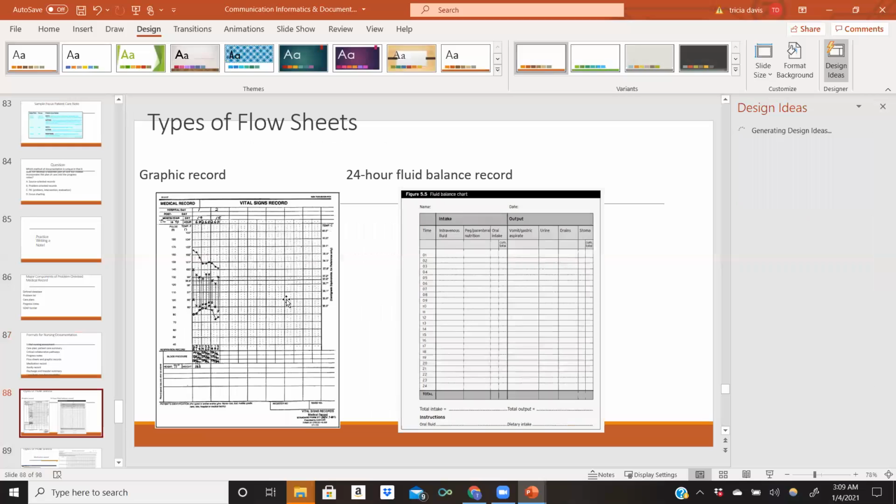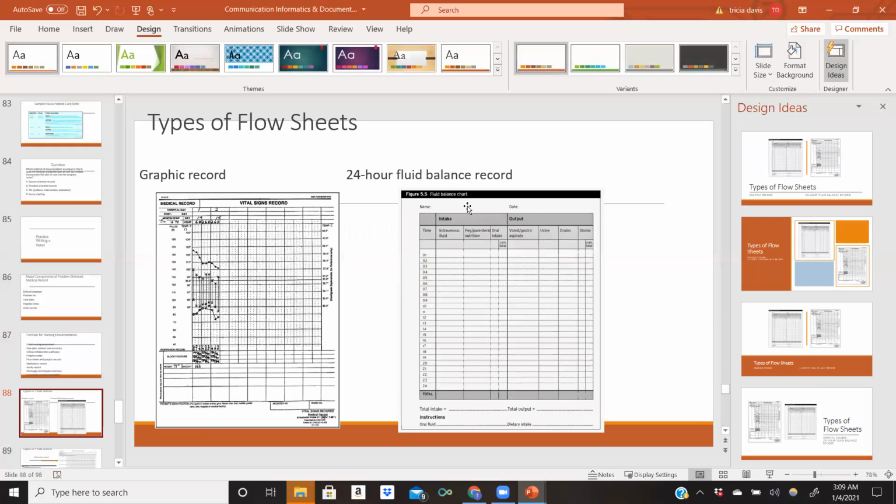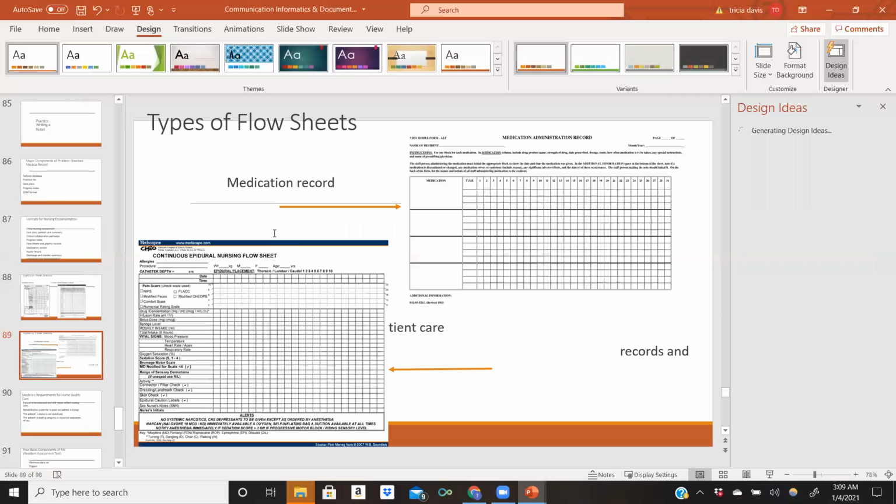This is an example of a graphic record, and this over here is a paper form of a 24-hour fluid balance record. If you do work in a facility that requires paper, they're all going to look different. Every facility has their own thing. This is your medication record here. This is another example of a medication record.